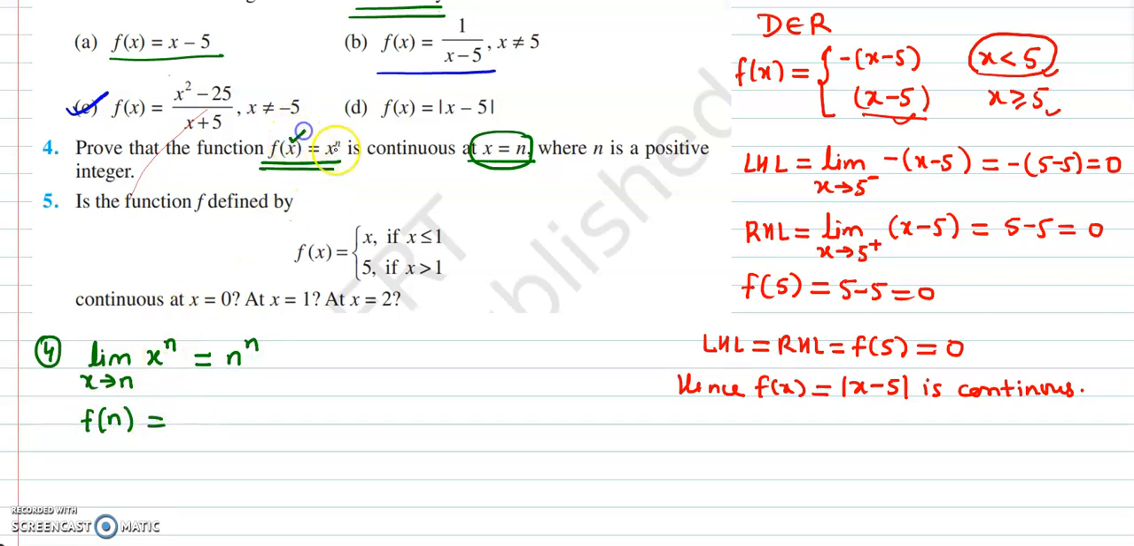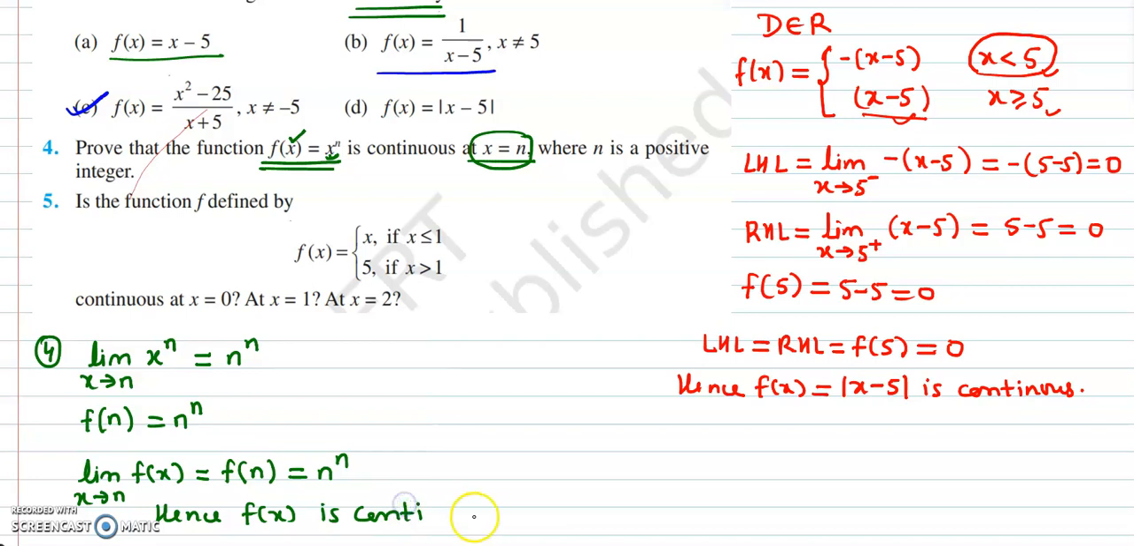When you will put n here, it will be n here also, so it will come out n raised to the power n, and both are equal. Limit x approaches n of the function f of x equals function's value at x equals n, both are the same, n raised to the power n. Hence f of x is continuous at x equals n.